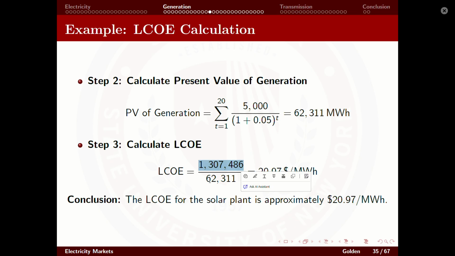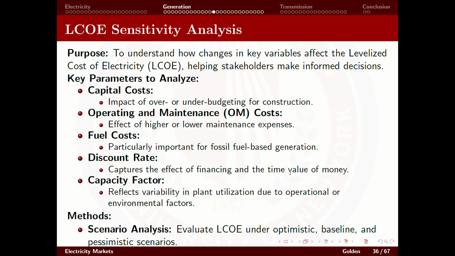You divide the cost by the generation, and then you get this number. The LCOE for the solar plant is approximately 20.97, which means that if electricity is more expensive than that, then the solar plant is a good investment. If electricity is less expensive than that, the solar plant is a bad investment. So you can pretty directly compare the LCOE to the expected price of electricity and determine if you should be making the investment.